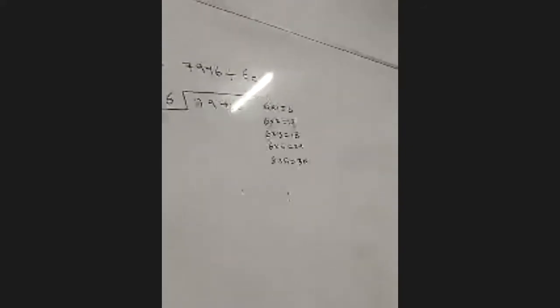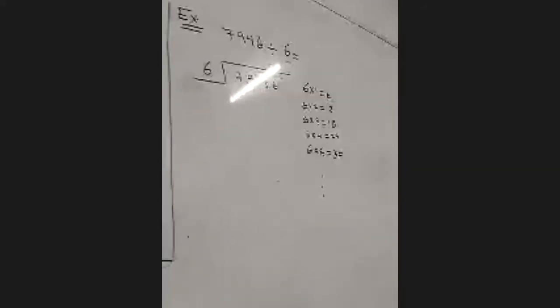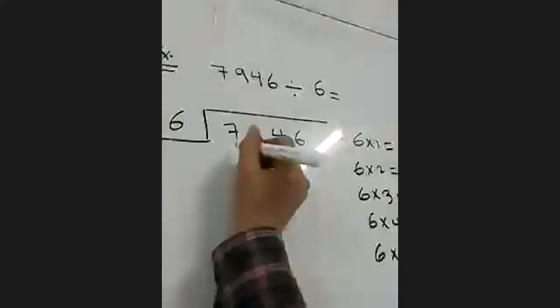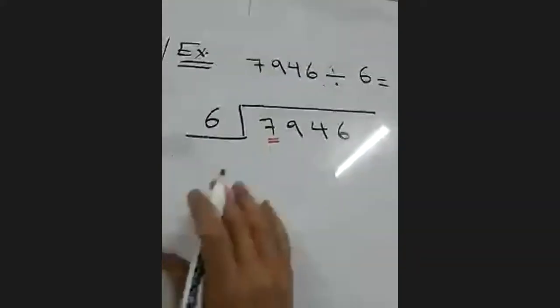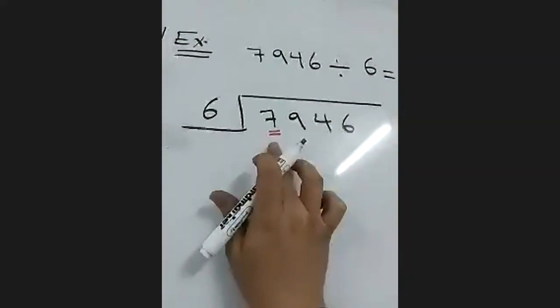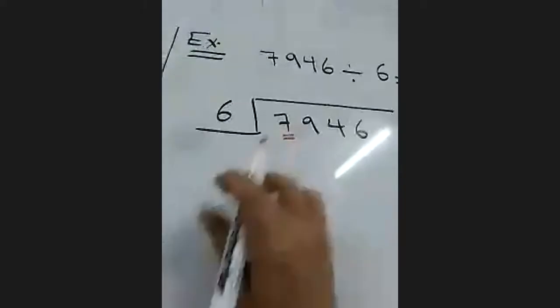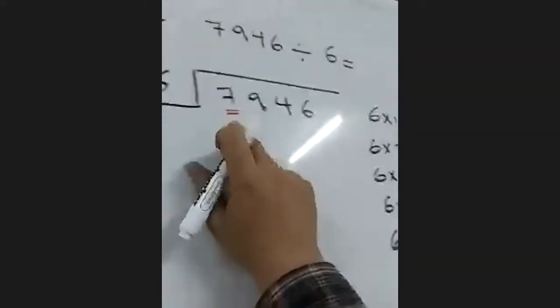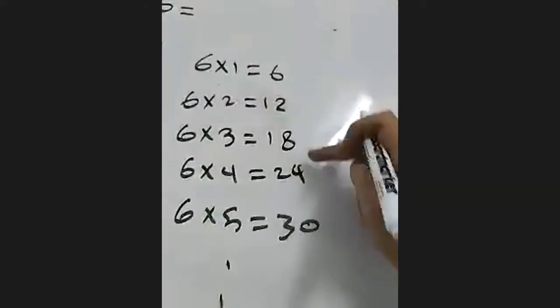We'll start with the first number, which is 7. Now 7 is bigger than 6, so we can start with 7. Now I will go to the timetable of 6, and I will ask myself, is there a 7 as an answer? 7 divided by 6, I need a number here multiplied with 6 to get 7. Do we have 7 in the answers? No, we don't have 7.